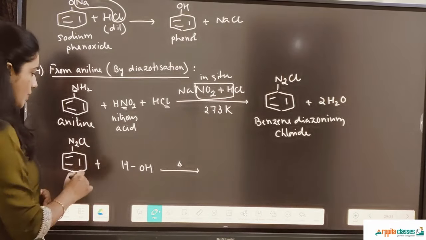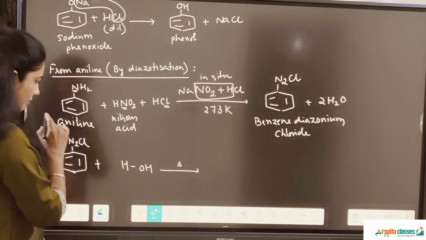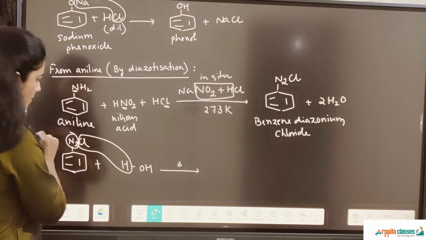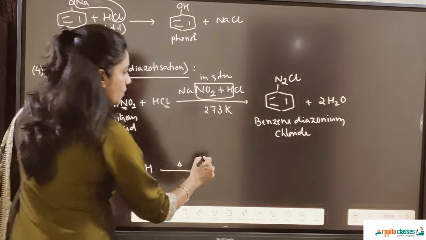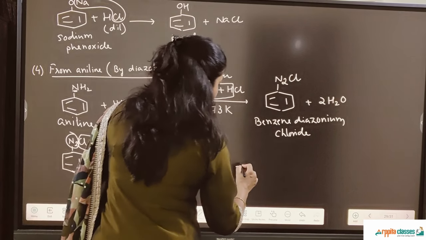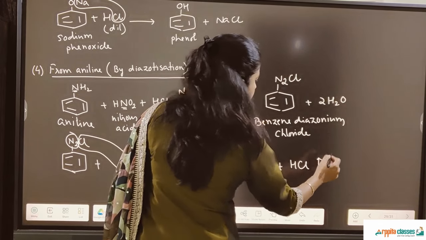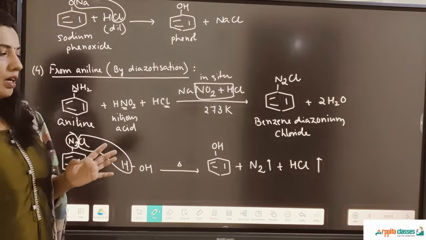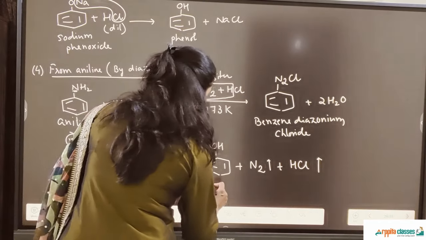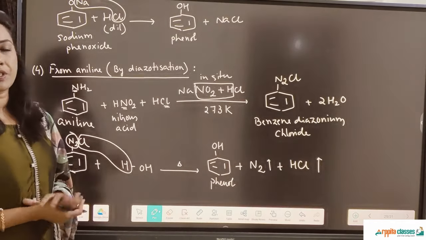Now in the next step, benzene diazonium chloride is hydrolyzed, or it is reacted with water. So what happens is, this HCl comes out from here, nitrogen also comes out as nitrogen gas, and OH gets attached to the benzene ring. So we get our phenol here, this is phenol, and nitrogen comes out and HCl comes out. Since we are getting 2 gases over here, the second step is very spontaneous. So you just add water to benzene diazonium chloride, we get our product, that is phenol. So these are the 4 preparations of phenol.